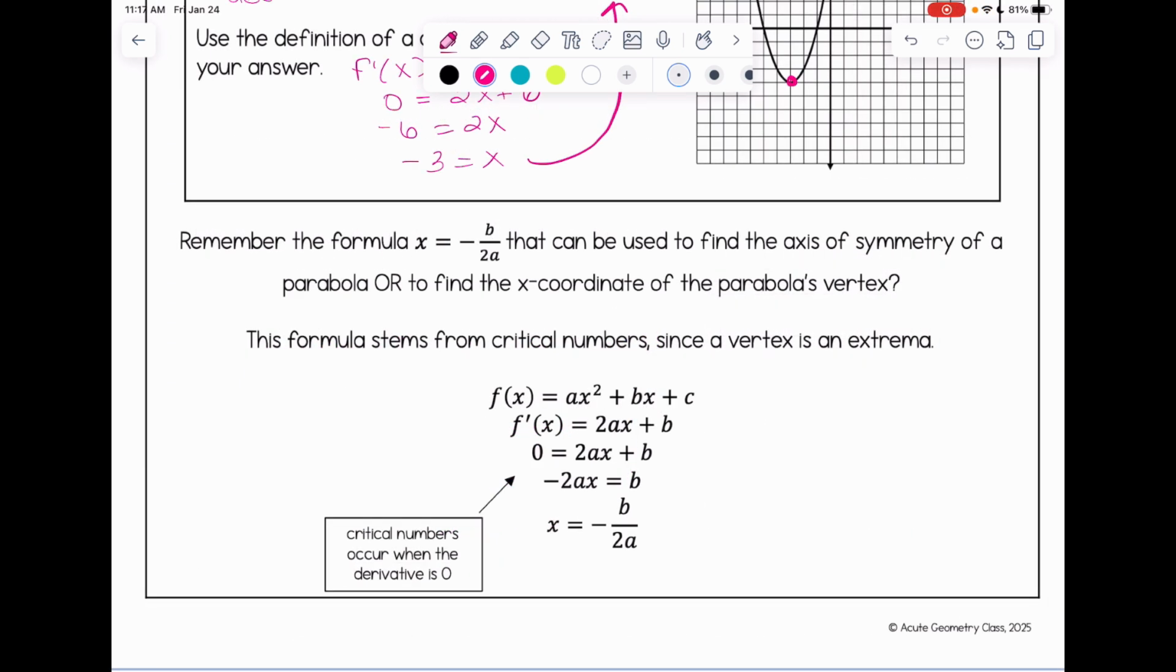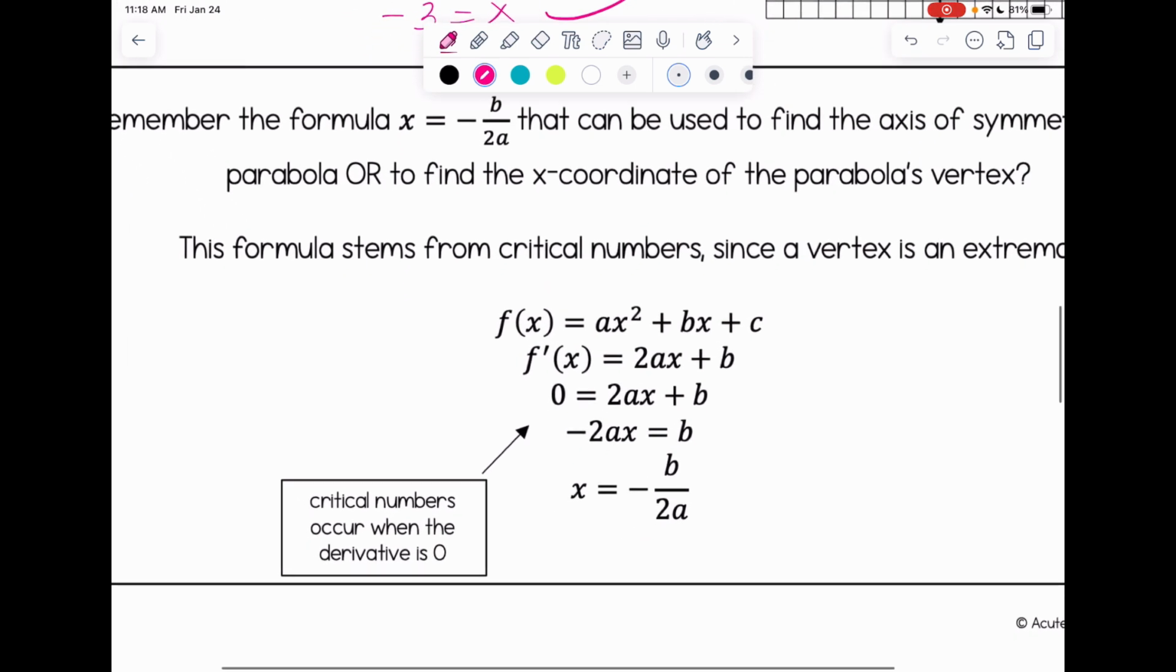So if we think back to Algebra 1, you learned this formula x equals -b over 2a. This formula was used to find the equation of the axis of symmetry of a parabola, or you used it perhaps to find the x coordinate of a parabola's vertex. In Algebra 1, you likely just were taught that formula and memorized it, but really it stems from calculus and the idea of critical numbers. This is because a vertex is an extrema. So let's look at where it comes from.